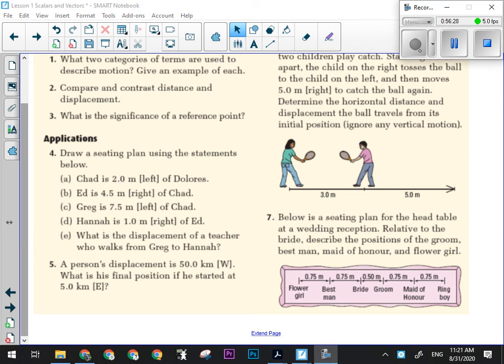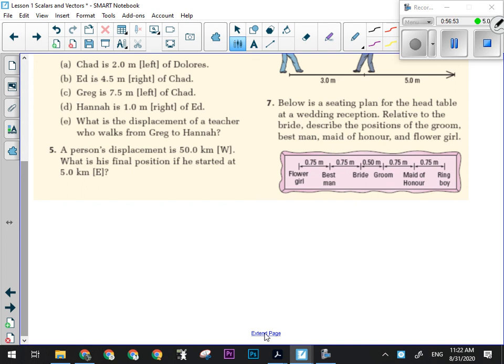Who's our reference point in this seating plan? Our reference point is Dolores, because it says Chad like 3 times in that question, but I don't know where to put Chad unless I put Dolores somewhere. So Dolores becomes my reference point. It doesn't really matter where I put her. I'm just going to put her kind of in the middle, and then I'll draw to scale from there. So there's Dolores. It tells me that Chad is 2 meters to the left of Dolores.